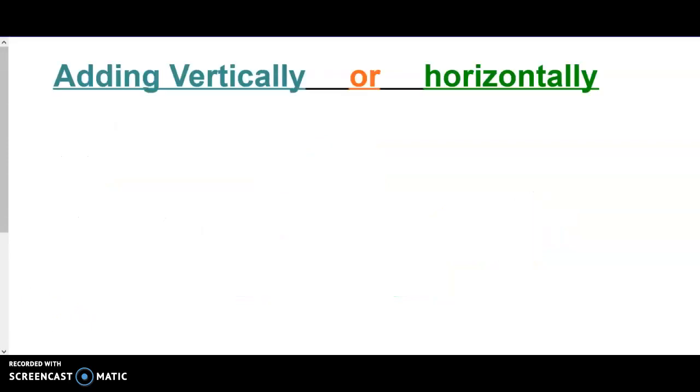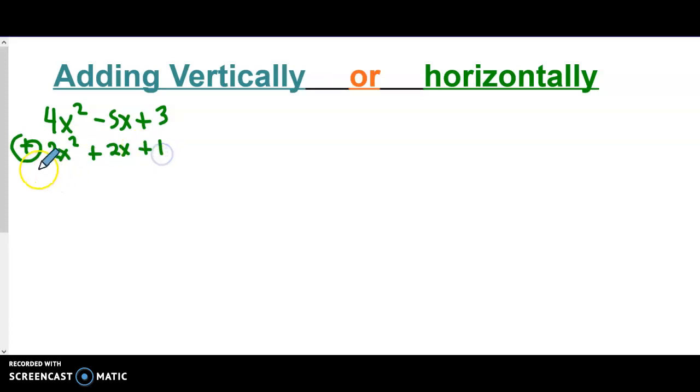Now let's show that we can really add vertically or horizontally. So I'm going to take the same example and I'll do it both ways. So let me go right here and I'm going to write 4x squared minus 5x plus 3, and I'm going to have to add that to 2x squared plus 2x plus 1.